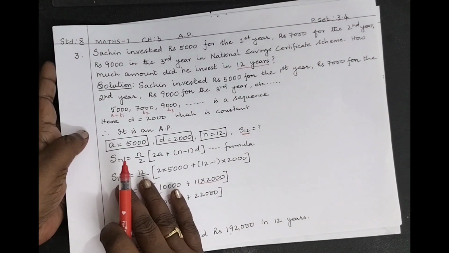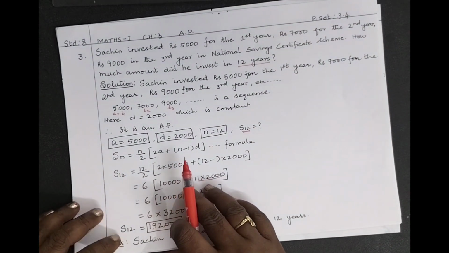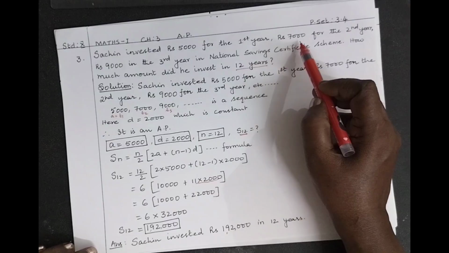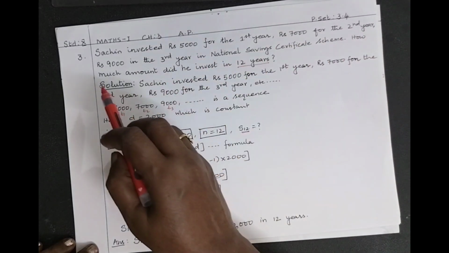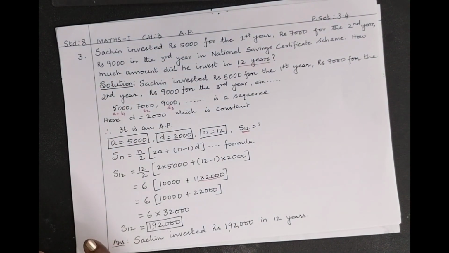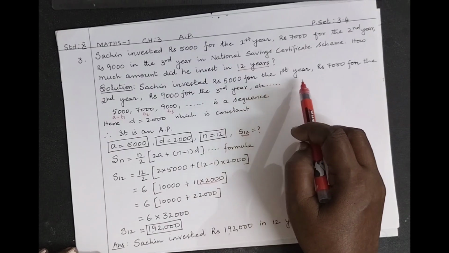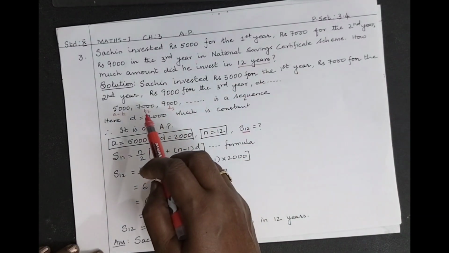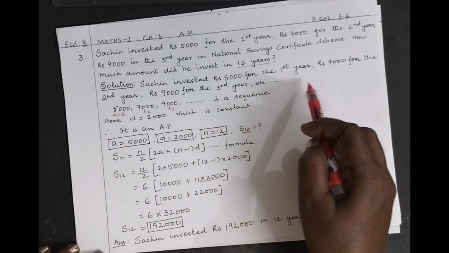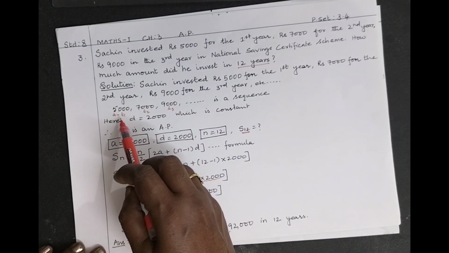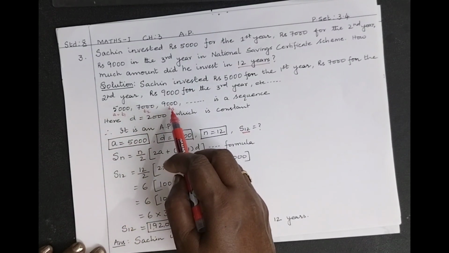Sachin invested rupees 5000 for the first year, rupees 7000 for the second year, rupees 9000 in the third year in National Savings Certificate Scheme. How much amount did he invest in 12 years? Sachin invested rupees 5000 for the first year, rupees 7000 for the second year, rupees 9000 for the third year, and so on. Therefore 5000, 7000, 9000, etc.